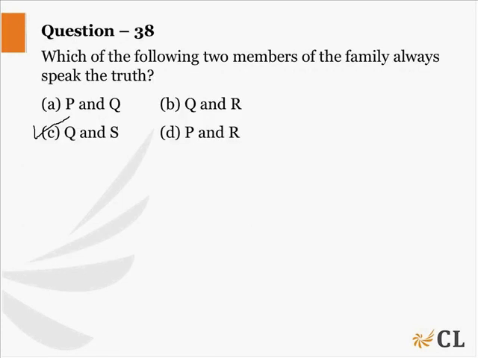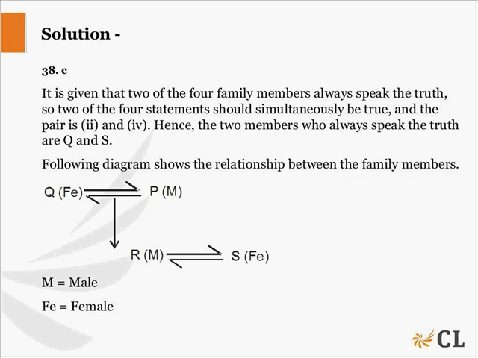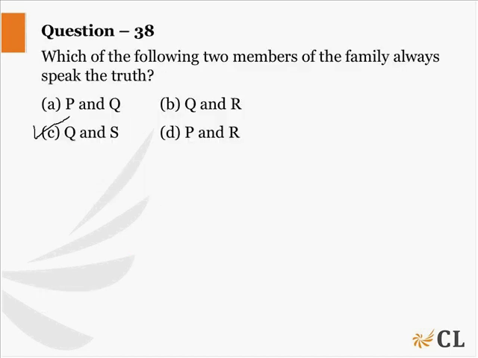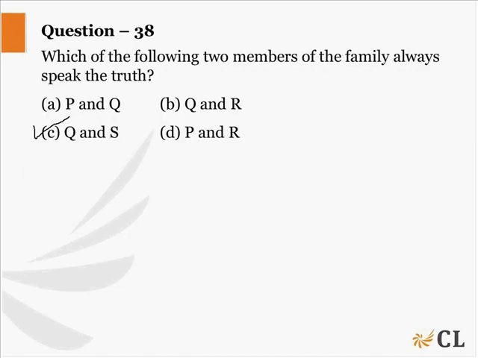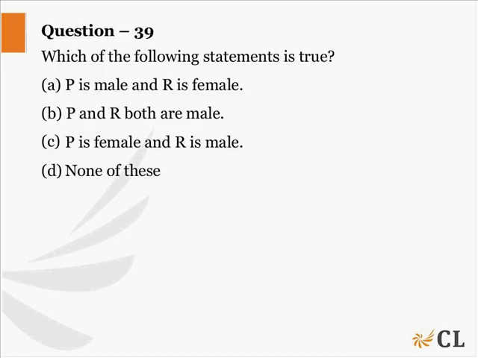See 39, which of the following statements is true? P is male, R is female. So here P is male and R is also male. So the first is ruled out. And B is the right answer. P and R both are male, which is clearly written there. 39 is B.